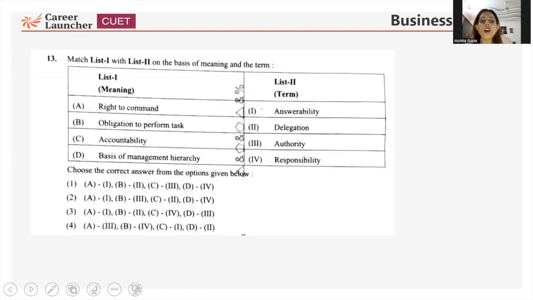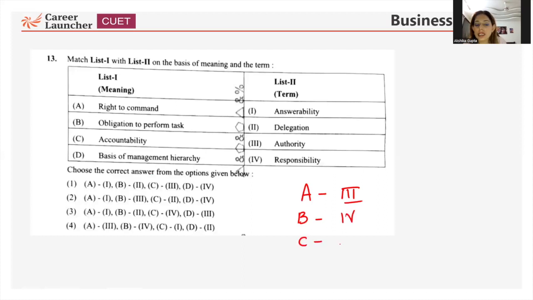Then again, right to command, obligation to perform task, accountability, and basis of management hierarchy. So when we talk about right to command, that is authority. Then we have obligation to perform, that is your responsibility. Accountability, that is your answerability, and basis of management hierarchy, that is your delegation. So the answer is 3, 4, 1, and 2. So option 4 is correct in this case.